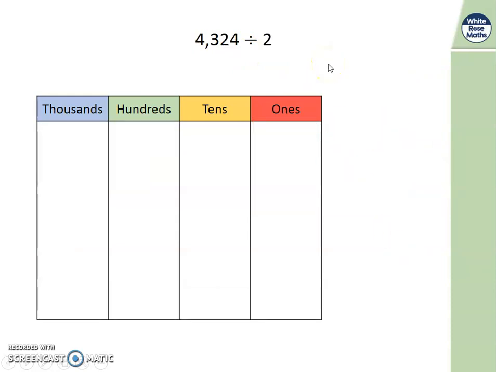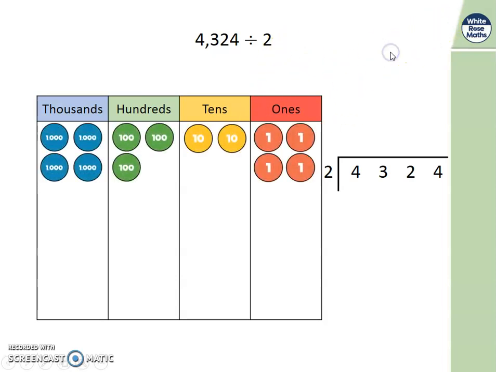Let's try it again with this one. Build the number first and write the calculation into the correct formal method. Here I've got 4,324 and we've recorded it here. So I'm now making it into groups of 2 because we're dividing by 2. How many groups of 2 can I make here? 1 group, 2 groups. So 4 divided by 2 is 2. We record that there. In my hundreds column, you can see it's a bit more tricky. I can make 1 group of 2, so I will record that 1 group that I can make.